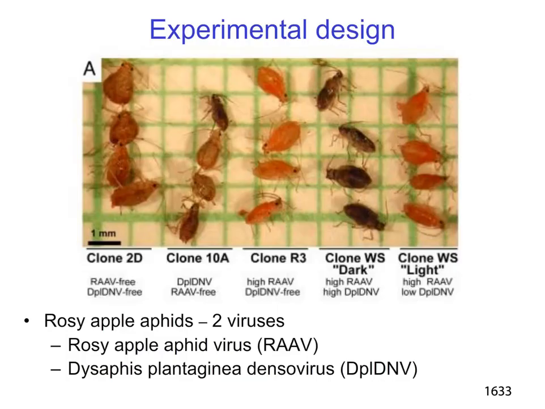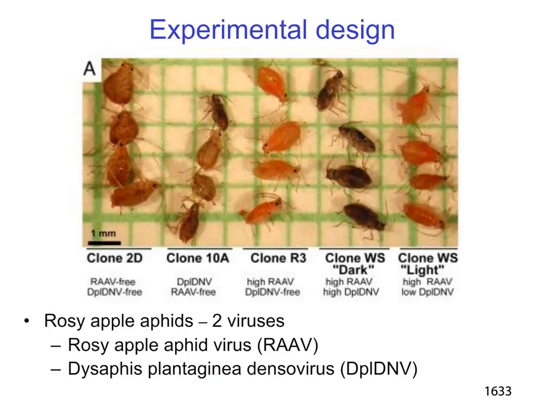After doing some additional experiments, researchers finally discovered that it seemed to be a virus that would actually cause wing formation in aphids, okay? They narrowed it down to two different viruses. One was called the rosy apple aphid virus. The other was called the Dysaphis plantaginea densovirus. So much fun to pronounce. Anyway, they knew it was one of those two viruses.